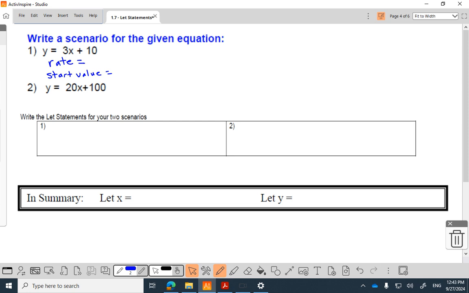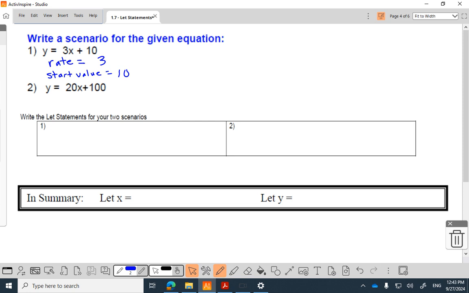The x is some number we're going to sub in. The rate is just the number 3. And what about the start value? 10. So I got to make up some scenario, as ridiculous or silly as I want. You can steal from other scenarios, because I just made up 3 scenarios in the previous page, or you can make up your own.